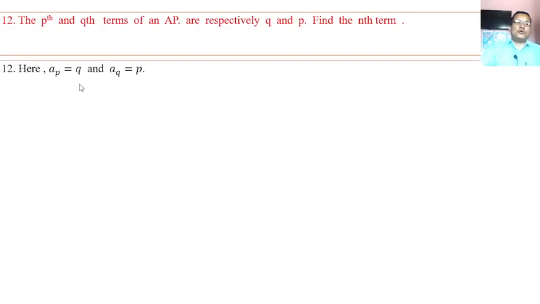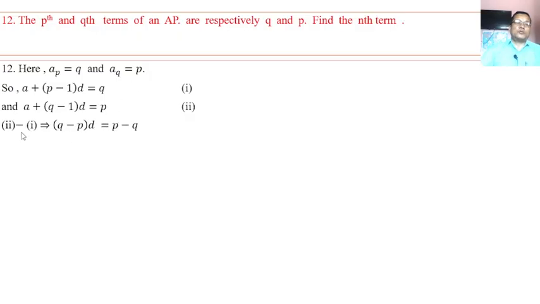Here AP is Q and AQ is P. Using the general formula for an AP we have this equation 1. And for AQ equal to P we have this equation 2, from which we have to solve for A and D. Subtracting equation 1 from equation 2 and solving for D, the value of D is minus 1.